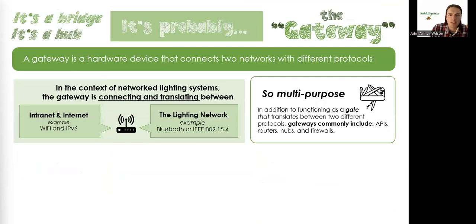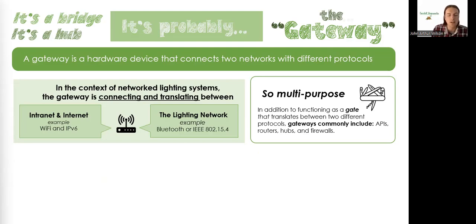It's a bridge, it's a hub, it's probably the gateway, folks. Now, in the parlance of lighting, a gateway is a hardware device that connects 2 networks with different protocols. This is really the key thing. The definitions are longer and they're really varied. You will find a dozen plus definitions. I mean, probably like 3 dozen definitions of exactly what a gateway is.